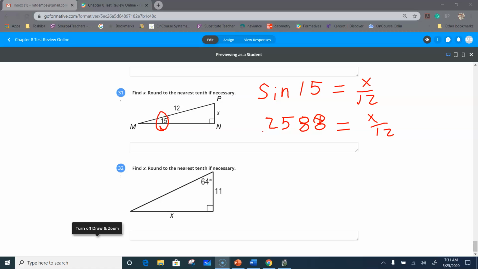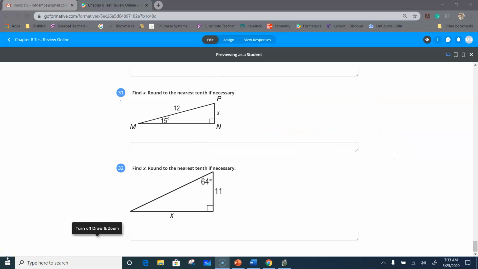So to solve for x, we multiply. We would take 12 times 0.2588. And I get 3.1. Okay, so that's rounded to the nearest tenth. That's 1 decimal place. Okay, one more trig problem.